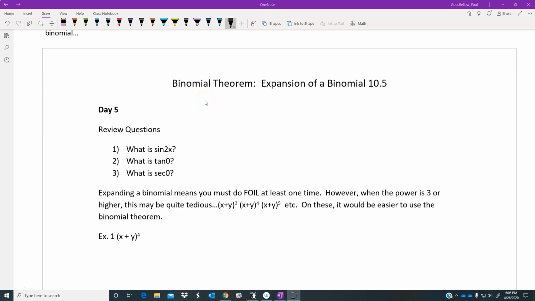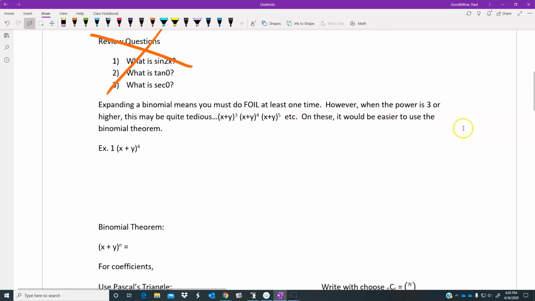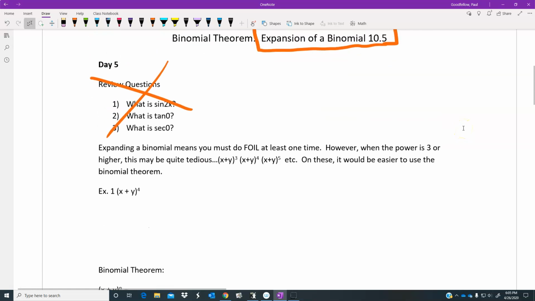All right, ladies and gentlemen, now we're going to start this very last section of Chapter 10, which is going to be focused on what I would call an application to some of the stuff that we've been learning about geometric and arithmetic sequences in series. But this one's going to be about the expansion of a binomial. That's going to be in 10.5. Again, we'll skip past any of the review questions, and we're going to move down here to something that I think you've probably done in the past.